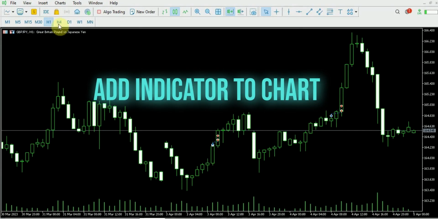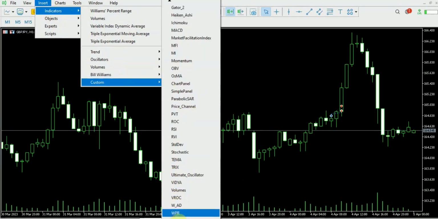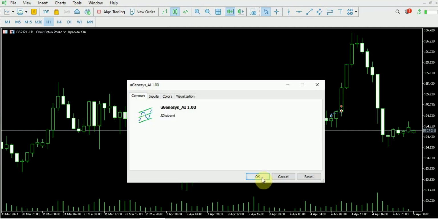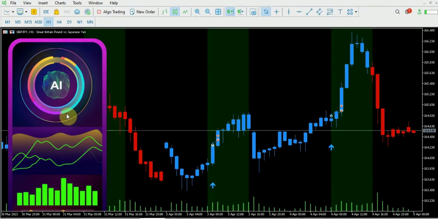So let's go to Insert, Indicators, Custom, and then let's go down here to our uGenesys AI indicator, okay? Okay, so this is what it looks like whenever you add it to the chart, okay? So let's take a look over here at this section, and this section here allows us to see the overall trend of the market, alright, based on the colors in here.